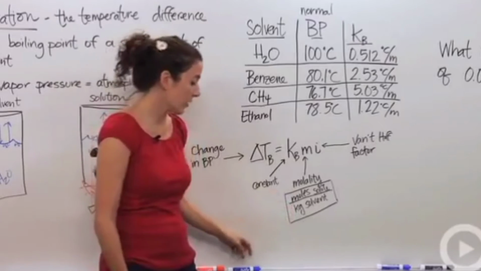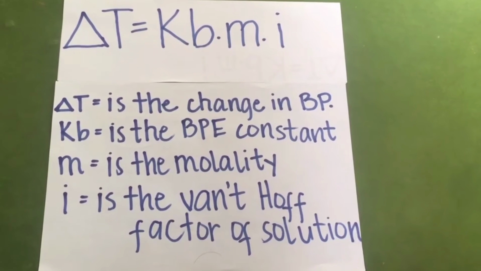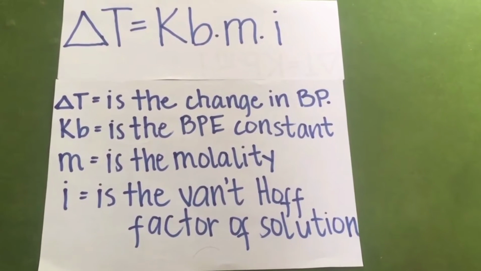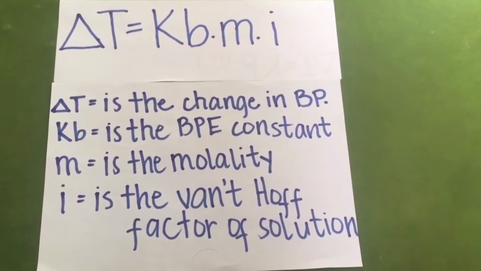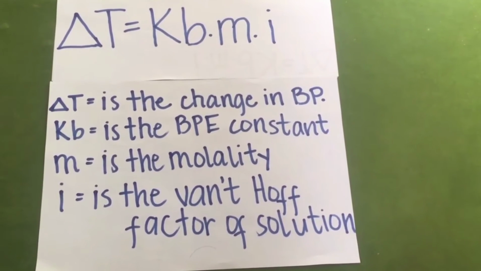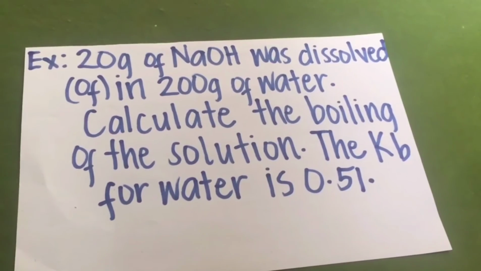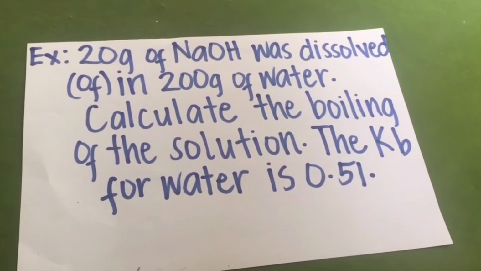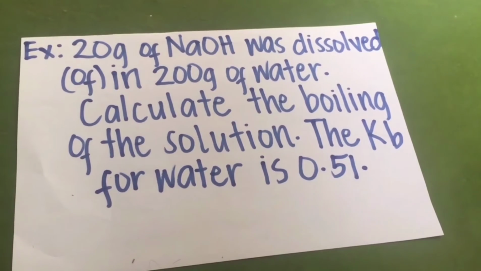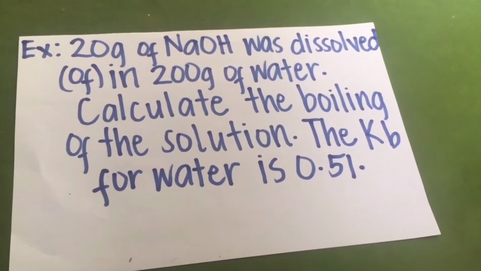Let's look at that in real life. The equation for boiling point elevation is delta T equals Kb times m times i, where delta T is the change in boiling point, Kb is the boiling point elevation constant, m is the molality or molar concentration, and i is the Van't Hoff factor of the solution. Here is an example to find the boiling point elevation. 200 grams of sodium hydroxide was dissolved in 200 grams of water. Calculate the boiling point of the solution. The Kb for water is 0.51.